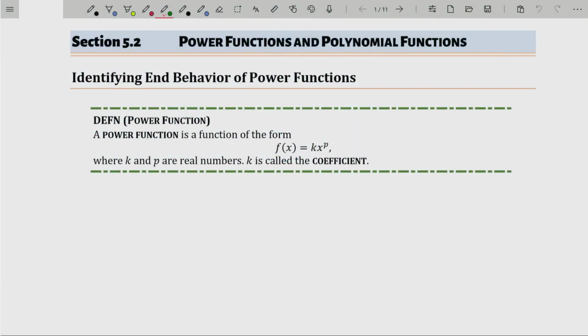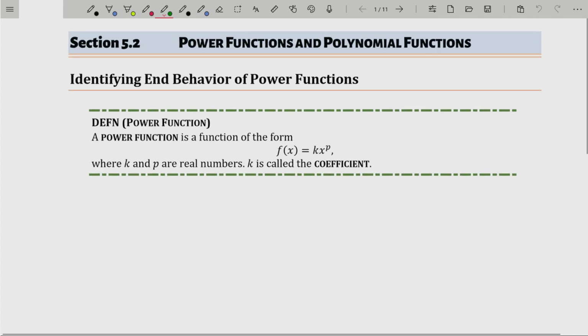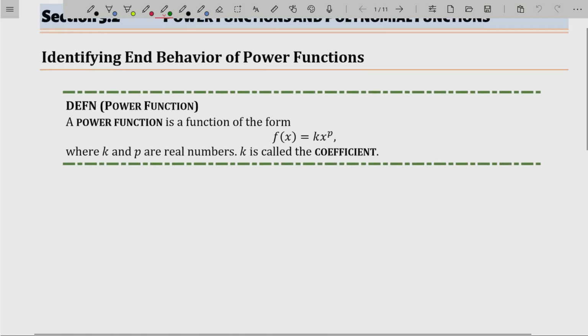Hello, my name is Roy Simpson, Professor of Mathematics at Cosumnes River College in Sacramento, California. This lecture is for college algebra students who are first encountering power functions, and we're going to spend a little bit on the end behavior of power functions here and the end behaviors of polynomials. And that's really the focus of this lecture series or this next set of videos.